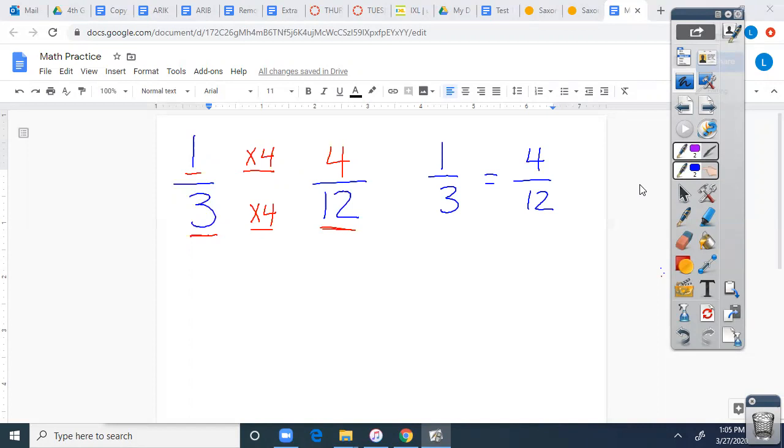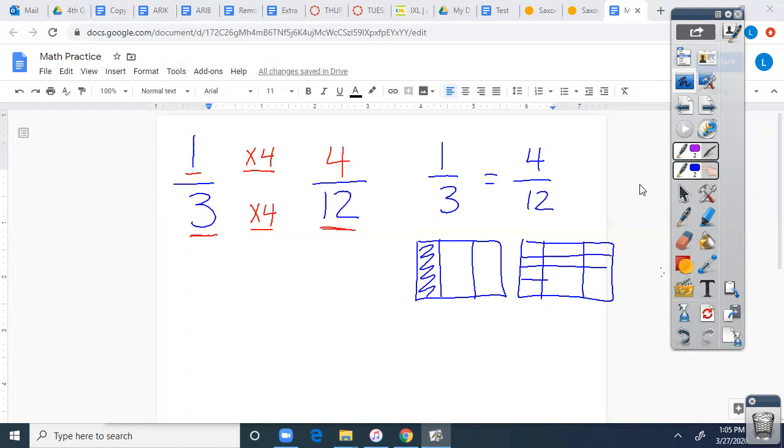Okay, if I had a pizza and it was cut into 3 pieces and I ate one of them, I'm eating the same amount as if I had the same pizza, but instead of cutting it into 3 pieces, I cut it into 12 pieces and I ate 4 of them. Okay, if you draw a picture like we talked about yesterday, as you saw in the video and in your textbook, if you have a rectangle with 3 pieces and you color in one of them, it's the same as if you have a rectangle with 12 pieces and you color in 4 of them. Okay, you can see that they equal the same. All right, let's do another one.